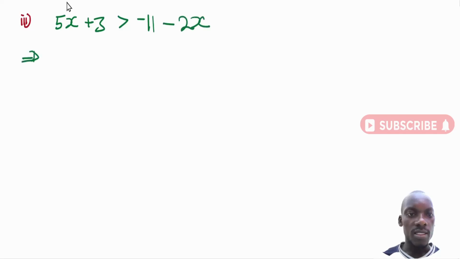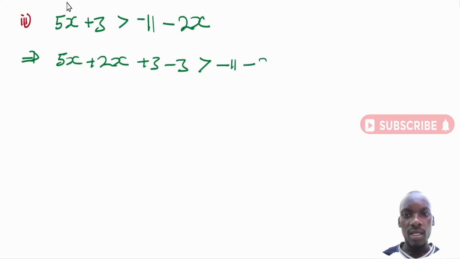So let us first simplify or solve. So we are going to collect like terms. We are going to have now the 5x plus the 2x, then plus the 3 minus 3 is greater than the negative 11 minus the 2x plus the 2x, but minus 3. So in here, 5x plus 2x, we have it as 7x.